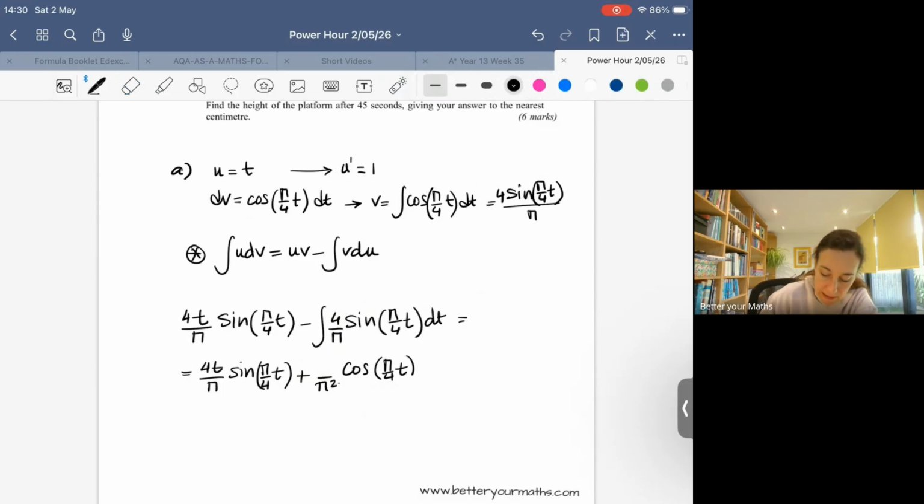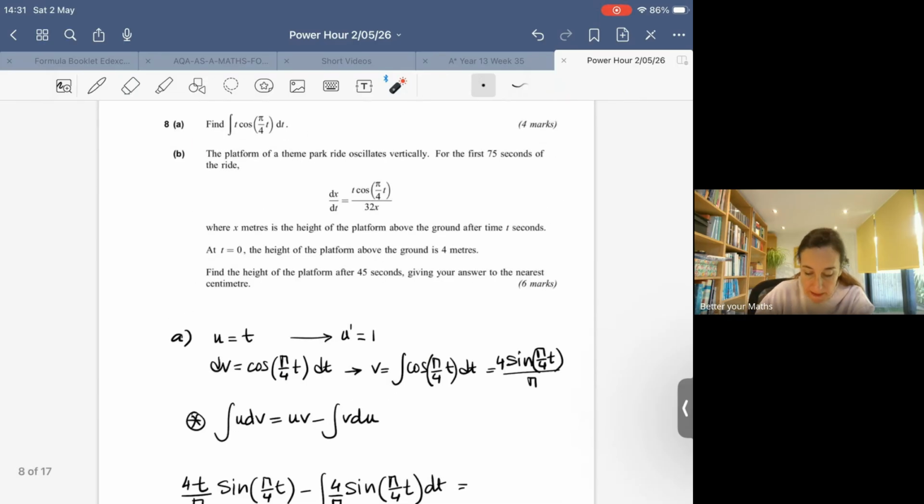You can do that in 2 steps if you prefer. And then is when I'm going to add the constant of integration. Yeah? Did you get that? The same signs and everything? Okay, perfect. So this is the first part.